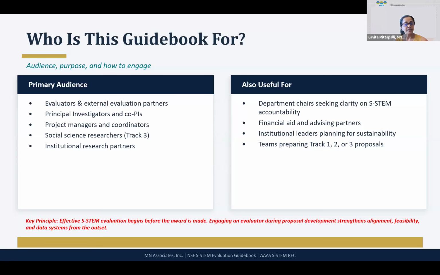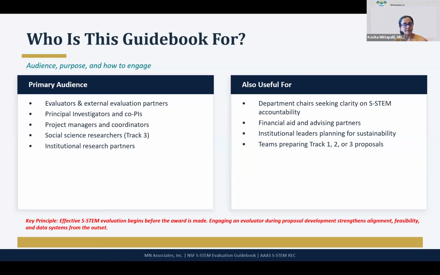So essentially, anyone who is responsible for designing, managing, or improving an S-STEM award should be reading or accessing the guidebook. The most important message on this slide, as I see it, is at the bottom. Effective evaluation begins before the award is made. I've said this already 3 times.